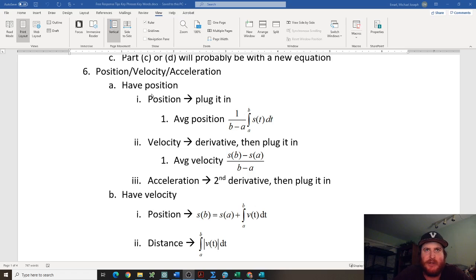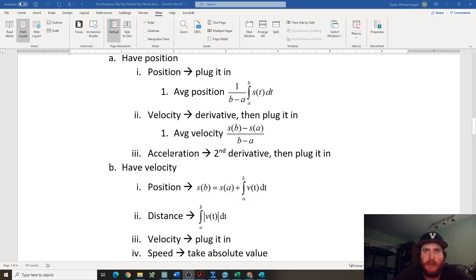If you have position and they ask you for velocity, you're going to take the derivative and then plug it in. If they ask you for average velocity, and you're starting with a position graph like x of t equals, then you're going to do the average velocity formula, s of b, position at b, minus s of a, position at a, over b minus a. If they ask you for acceleration, you'll take the second derivative, plug it in.